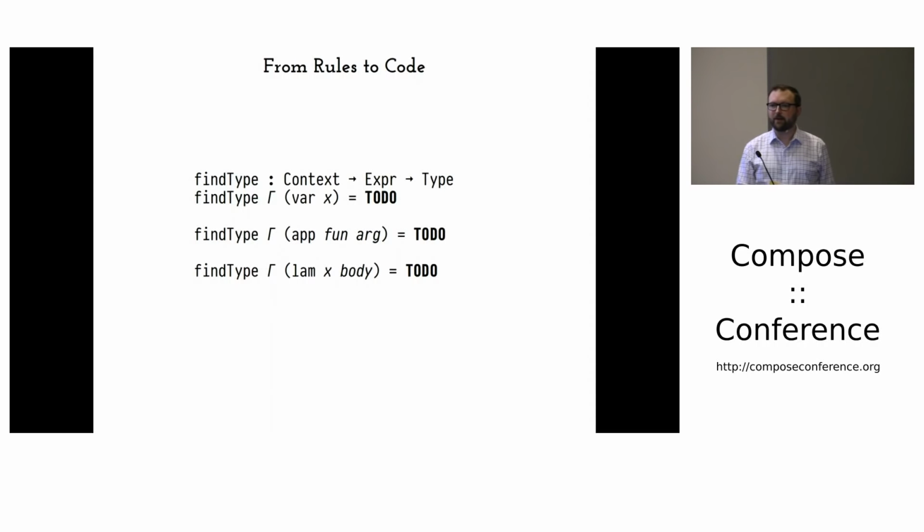And if I want to write this down as a program, the first thing I do is write down a data type that stands for my types and my expressions and all the other things that I care about. I've already done that. It's on a secret slide that you don't get to see.